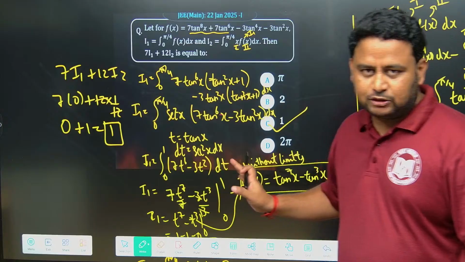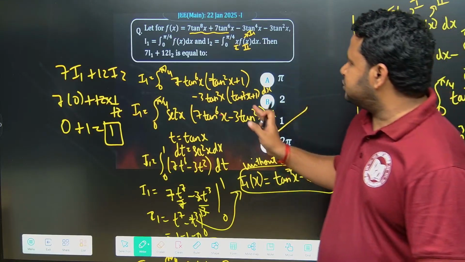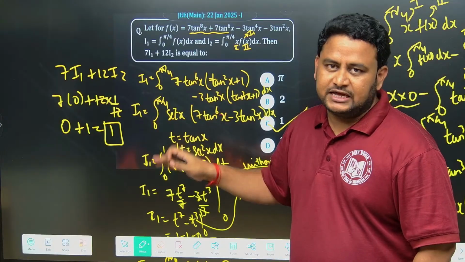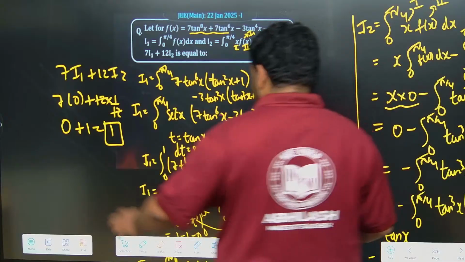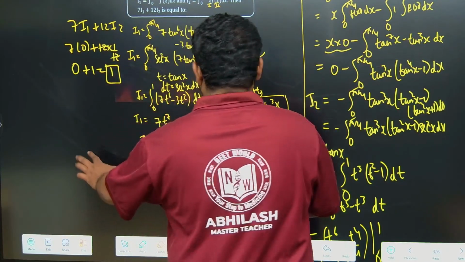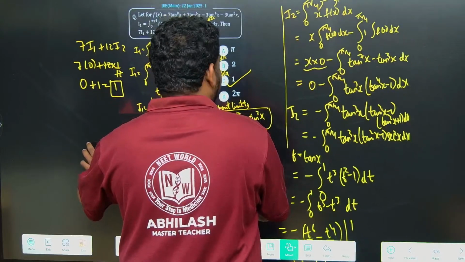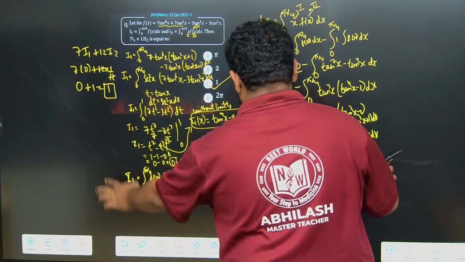I hope it is clear to all of you. Here the most important thing is finding I1. Then you have to integrate by parts. This is how you have to solve this question. I will simplify this here. Now you can copy this or you can take a screenshot of this question. This will be useful for you if you want.